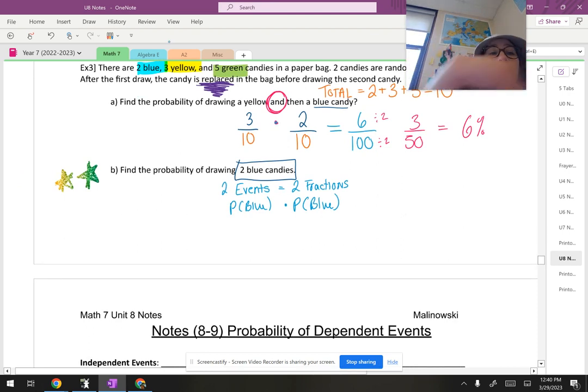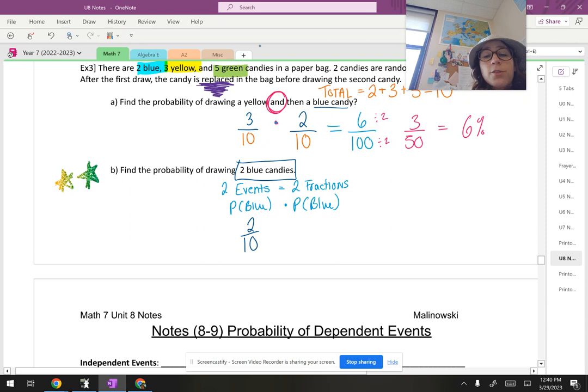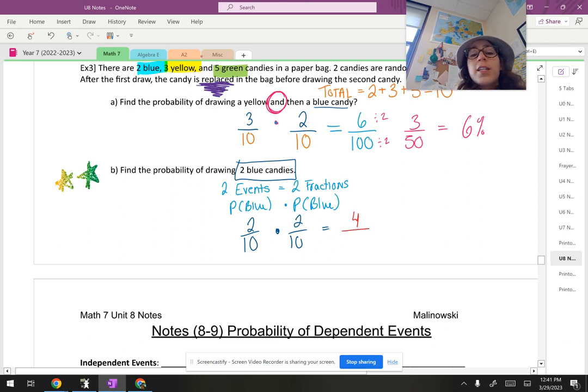So, probability of picking a blue candy, as we already determined, is 2 blue candies out of the 10 total, and tells us we're using that multiplication. And the probability of me picking a blue candy again is still 2 out of 10, because again, I replaced that first blue candy that I picked. 2 times the 2 gives me 4 total. 10 times the 10 gives me 100. Simply reduce to get 2/50.